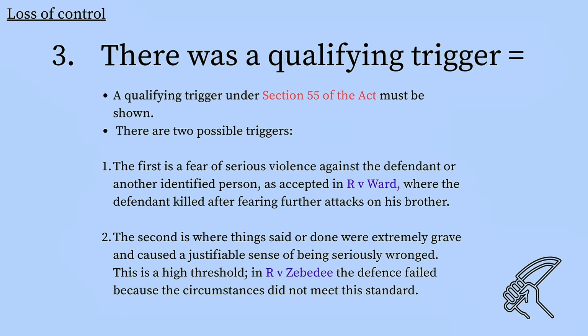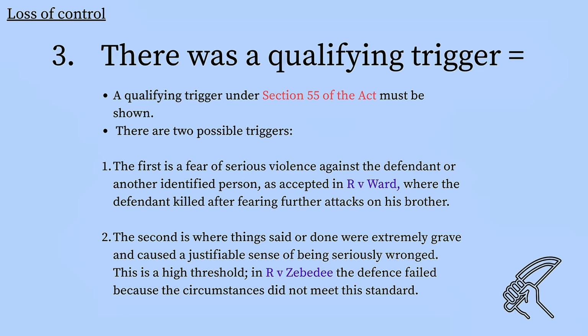Next, there was a qualifying trigger. This comes under Section 55 of the Act and must be shown, and there are two possible triggers that the defendant can have. The first is a fear of serious violence against the defendant or another identified person. This was seen in R v Ward, where the defendant killed after fearing further attacks on his brother. So there has to be a fear of serious violence against the defendant or someone that's identified.